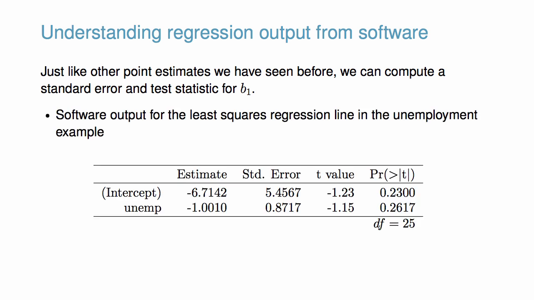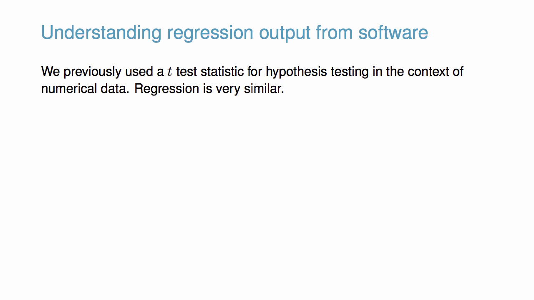This table shows output from statistical software for the least squares regression line in the unemployment example just introduced. We will generally label the test statistic using a t, since it follows the t distribution. The entries in the first column represent the least squares estimates, b0 and b1, and the values in the second column correspond to the standard errors of each estimate.